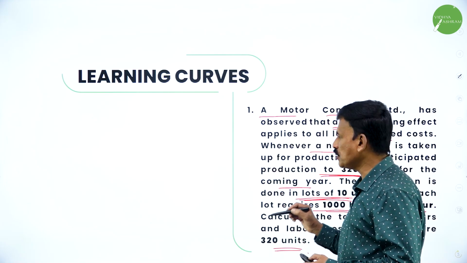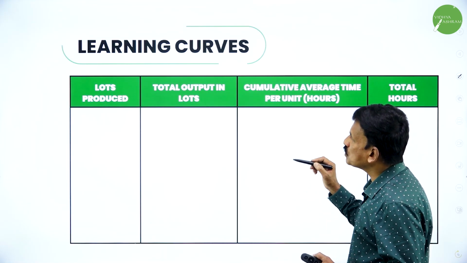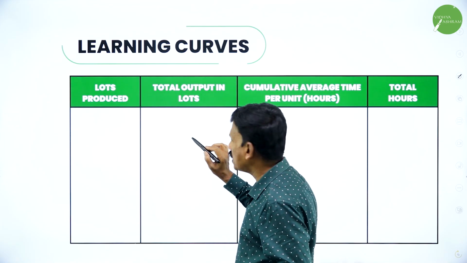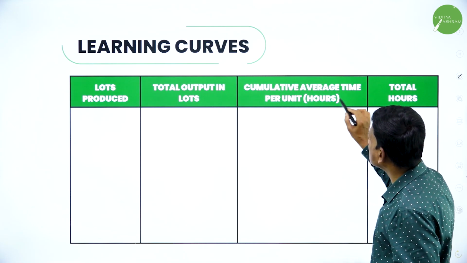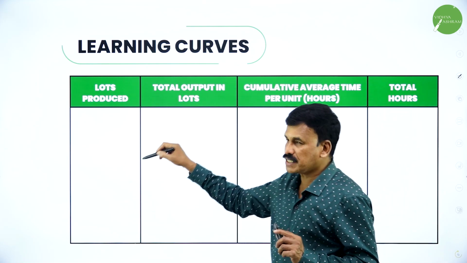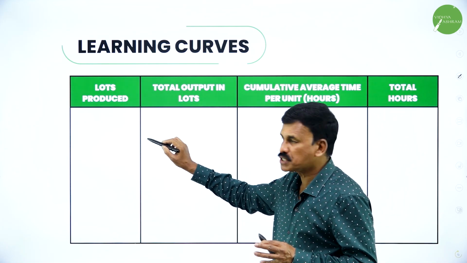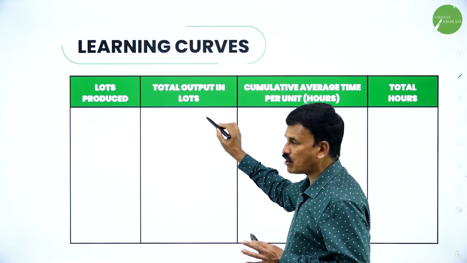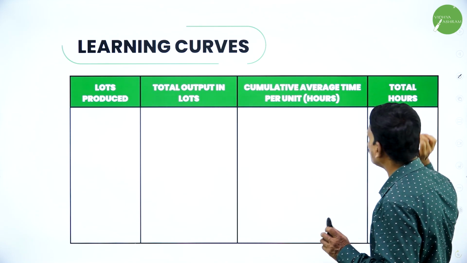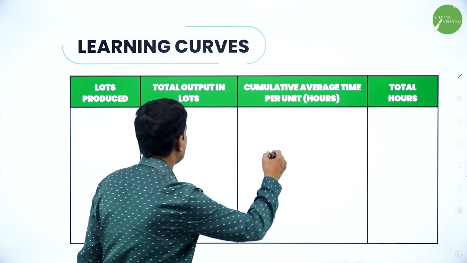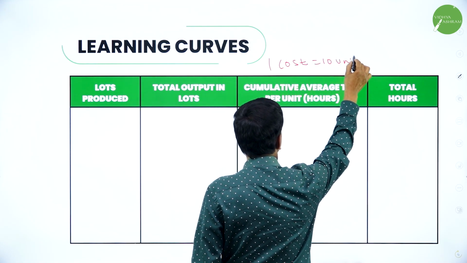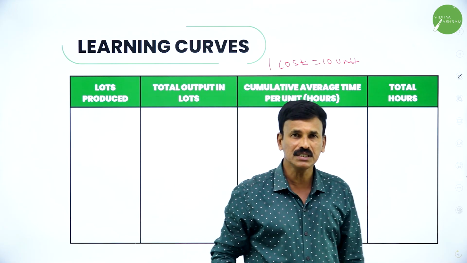Now just write down the given concept in a table. So first lots produced, then total output in lots, then cumulative average time per unit, that is hours, and the total hours. So here let us form a table. Now let us consider one lot is equal to 10 units, right? One lot is equal to 10 units.